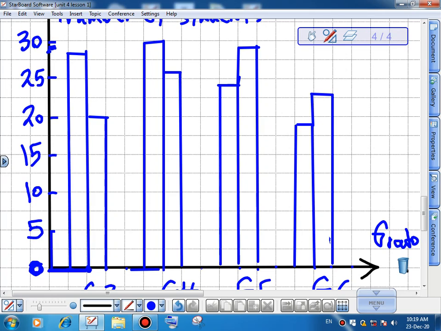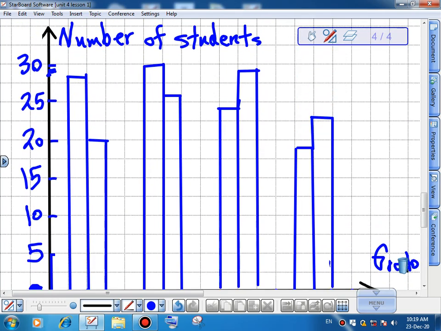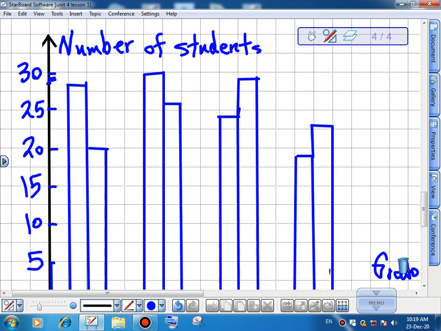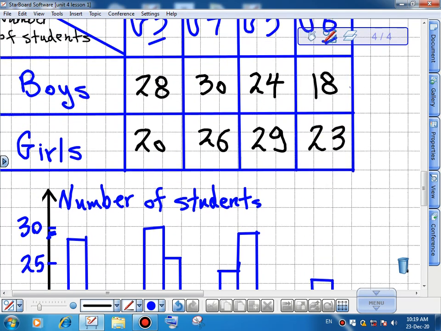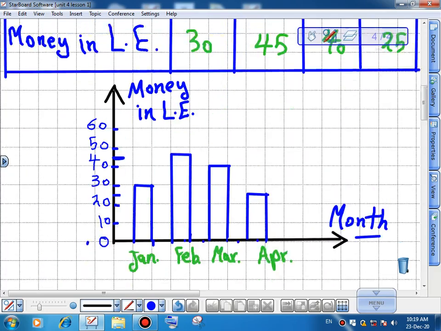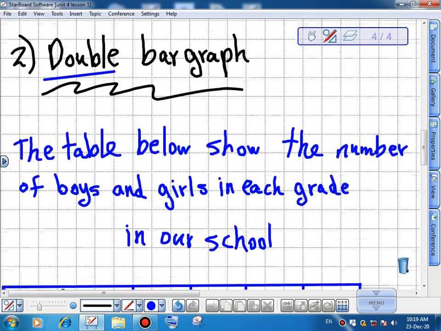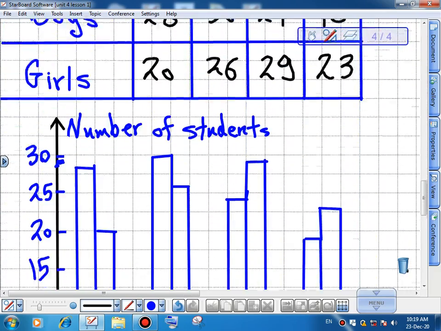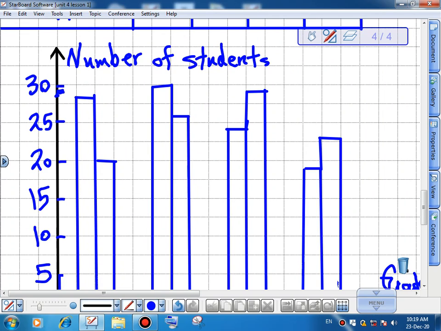This type of presenting data is called a double bar graph because you have two types of information. The first one is called a bar graph, with only one bar, like this, and the next one is called a double bar graph because we have two types of it.